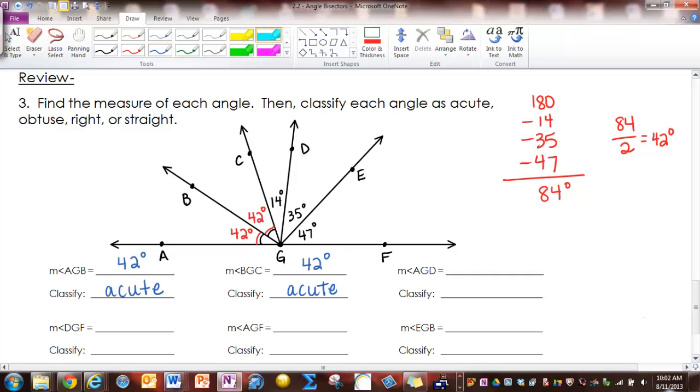The next angle they ask for is the measure of angle AGD. This is angle AGD. Now this one is three angles together. So to find this angle, I'm going to take 42 plus 42 plus 14. And that gives me 98 degrees. So this measure right here is 98 degrees. Now that is bigger than a right angle, so I'm going to classify this angle as obtuse.